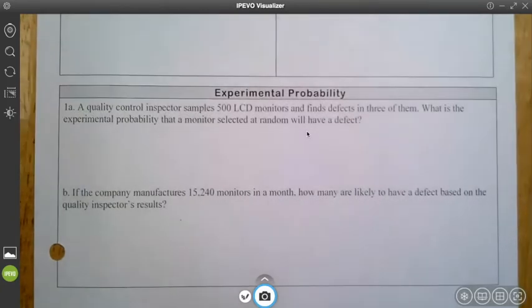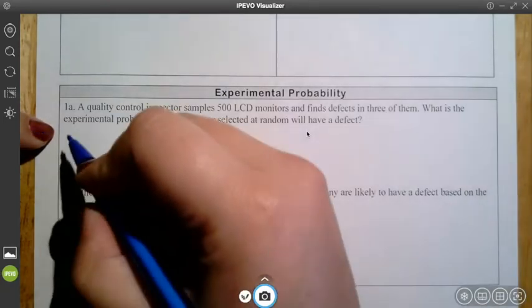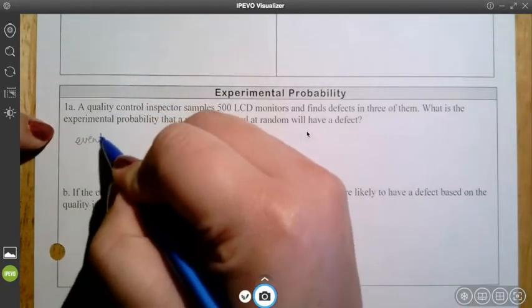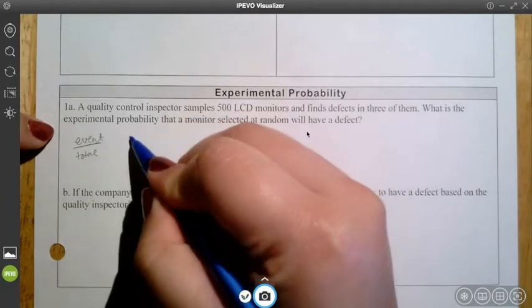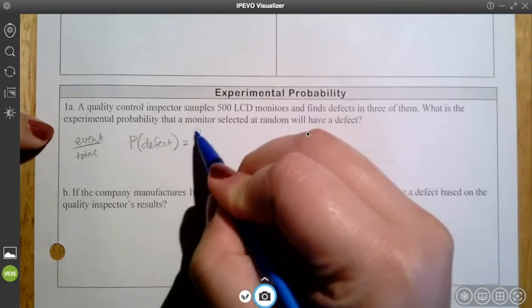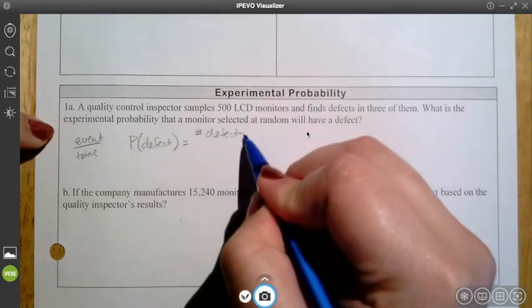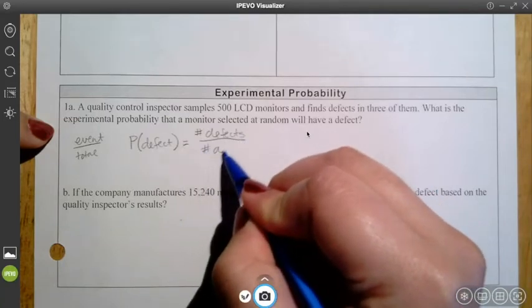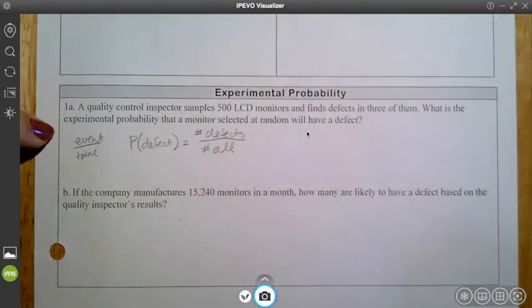So underneath that, we have an example here. A quality control inspector samples 500 LCD monitors and finds defects in 3 of them. What is the experimental probability that a monitor selected at random will have a defect? So again, we're looking at event over total. We want to know the probability of having a defect. So that's going to be the number of defects divided by the number of all possible outcomes.